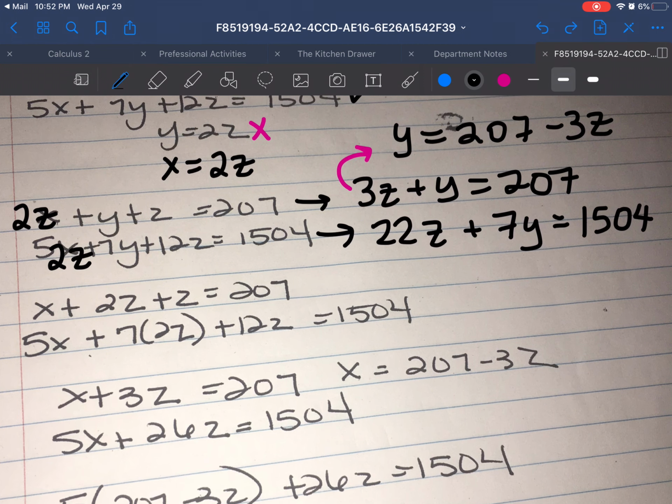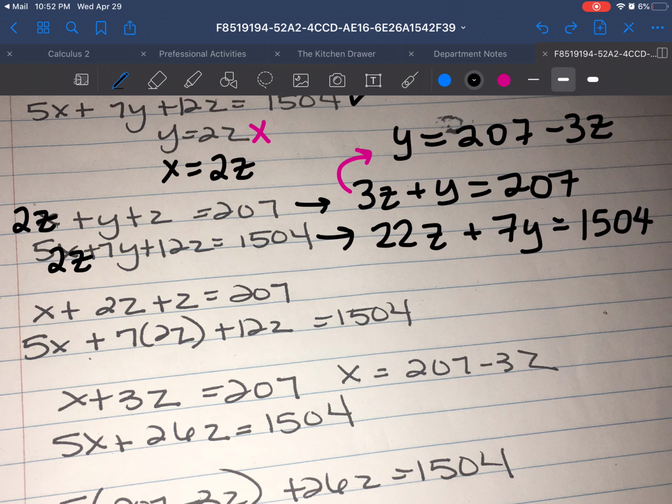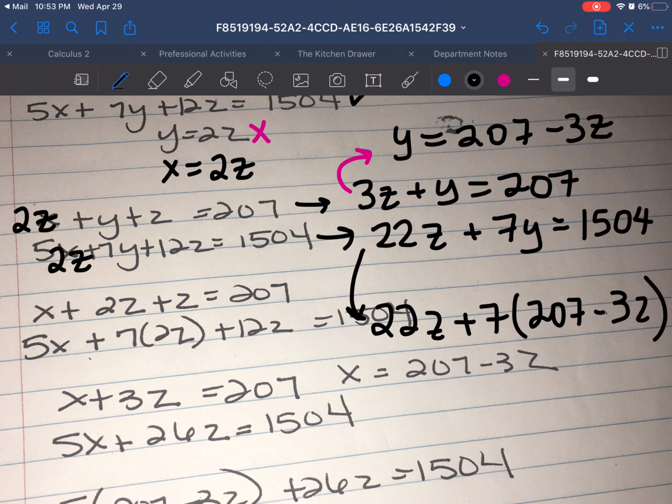So we're going to get 22z, with that expression, plus 7 times 207 minus 3z. And that should all equal 1504.